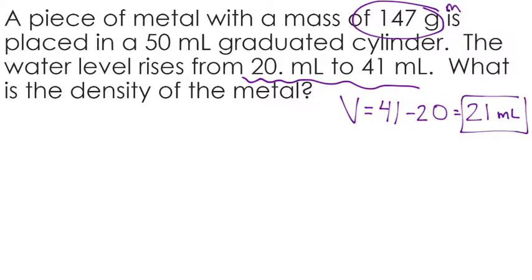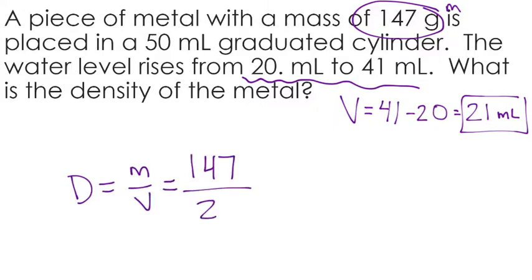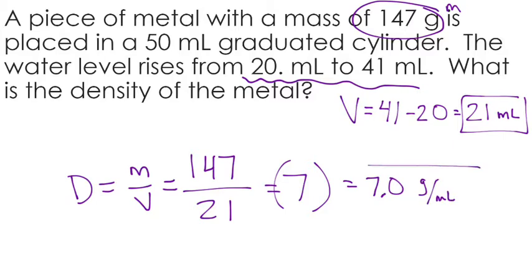So if I wanted to solve for its density, mass divided by volume means 147 divided by 21, which my calculator tells me is 7. But which I know I need 2 sig figs on, so 7.0 grams per milliliter. And that's that.